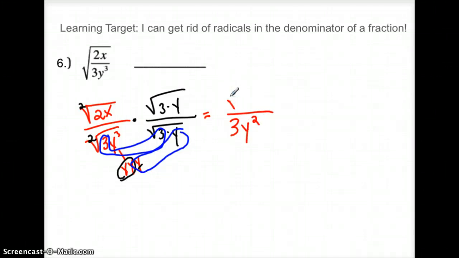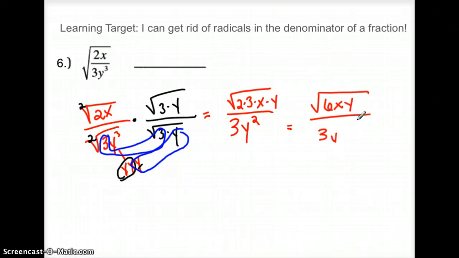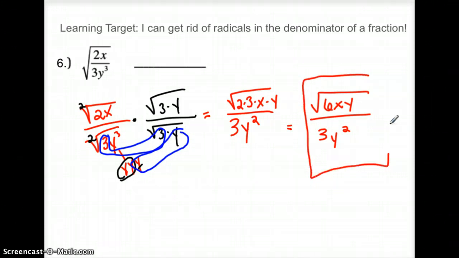So on the top, again, they're both square root houses, which is wonderful, so I can just multiply what's under there together. So 2 times a 3 times an x times a y. And so I'm just going to clean that up. 6xy, if I multiply 2 times 3, and then 3y squared. Awesome! My square root is gone from the bottom, and I am ready to rock and roll.